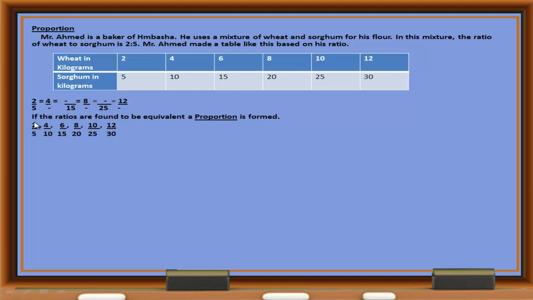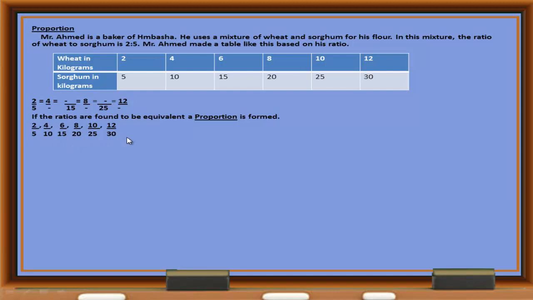Now 2/5: the numerator is multiplied by 2, and the denominator is multiplied by 2. It will give us 4/10. Next, multiplied by 3, numerator and denominator are multiplied by 3. Then it will give us 2 times 3 is 6, 3 times 5 is 15. 4 times 2 is 8, 4 times 5 is 20, and so on.